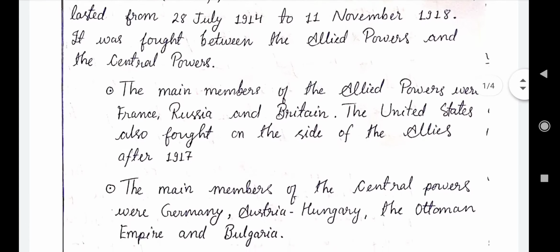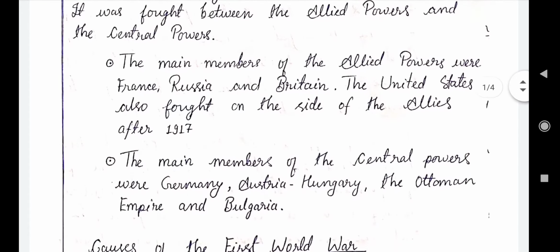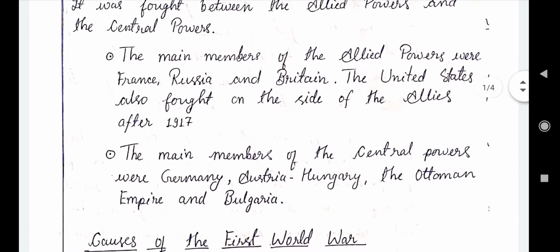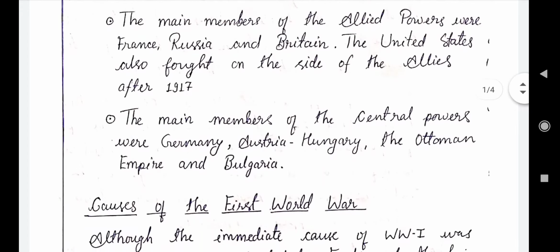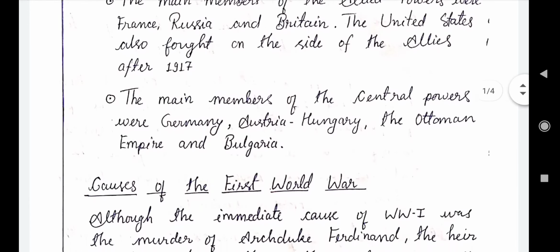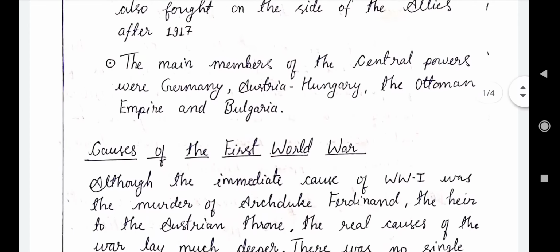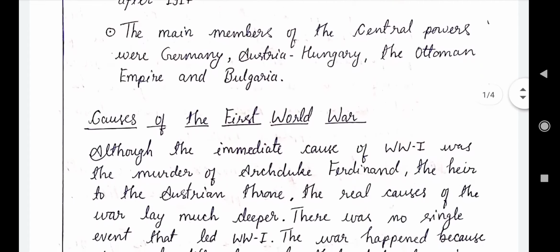The main members of the Allied powers were France, Russia, and Britain. The United States also fought on the side of the Allies after 1917. The main members of the Central Powers were Germany, Austria-Hungary, the Ottoman Empire, and Bulgaria. Now we see the causes of the First World War.